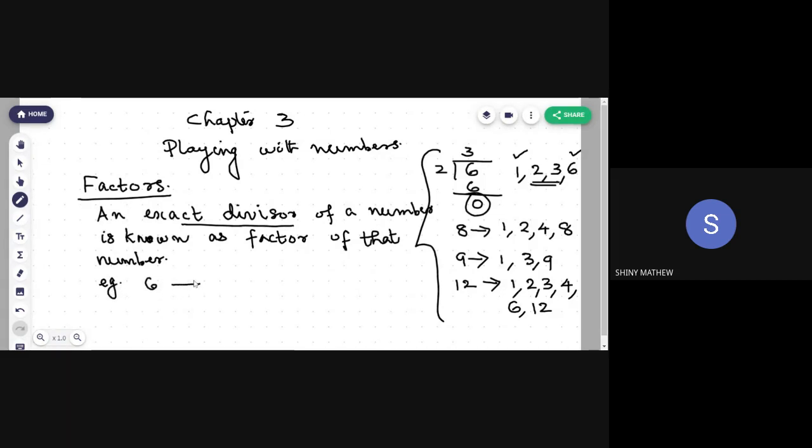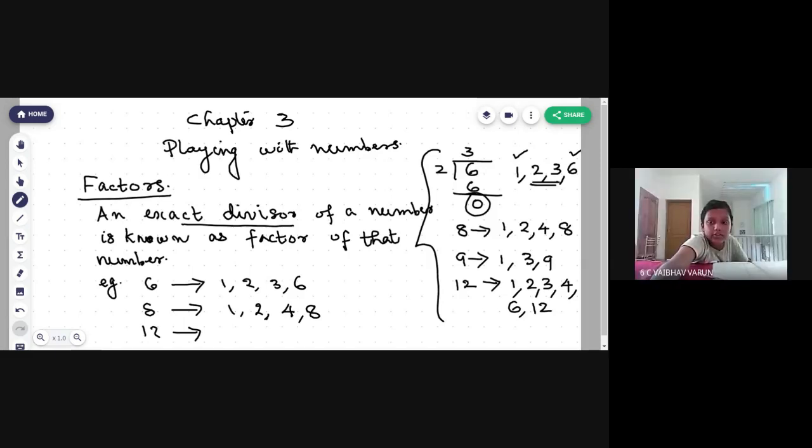The factors of 6 we can write: 1, 2, 3, and 6. Then below you write factors of 8: 1, 2, 4, and 8. Then the example of 12 also you write. There are 6 factors for 12. Write the factors of 12.